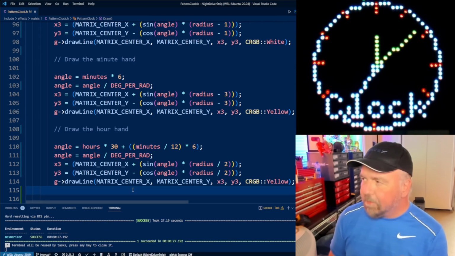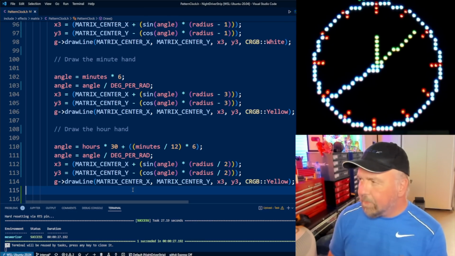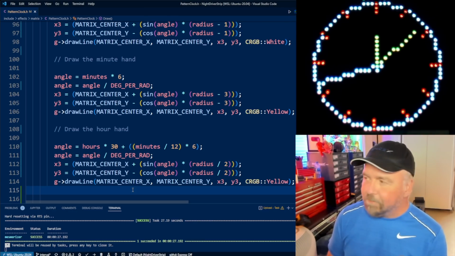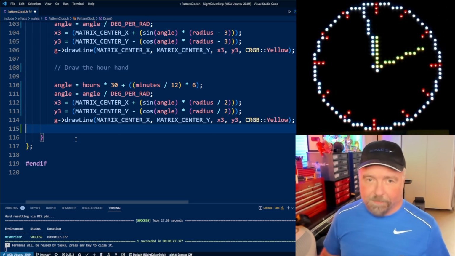And then a time jump to the current time. There you go. 12:09. Little hand on the 12, big hand on the 9. I just want to make sure the second hand doesn't poke outside. And it seems not to, so that's the main thing.